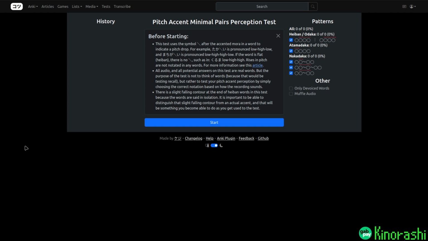An example of this is hashi, which depending on the pitch will mean a bridge or chopsticks. As for which one is which, I don't know pitch accents well enough, so. Though, if you're in Japan and you're talking to a shopkeeper, you can say bridge and they'll pretty much figure out that you mean chopsticks if you're ordering food.